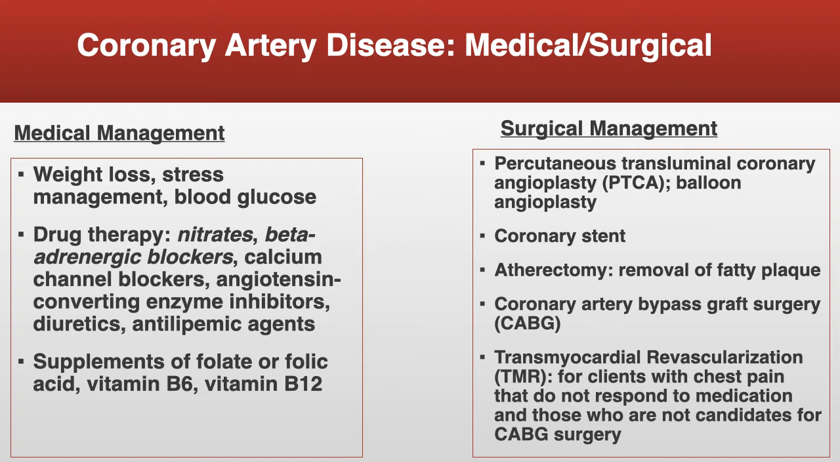We may have to do some surgical management, such as a PTCA, which is your percutaneous transluminal coronary angioplasty, or a balloon angioplasty. A coronary stent may have to be placed. We also may remove some of those fat or plaque buildup. The patient may have to have a CABG, which is a coronary artery bypass graft surgery. Or you may have to do some transmyocardial revascularization. That's for patients with chest pain that don't respond to medication and those who are not candidates for a CABG or your bypass surgery.